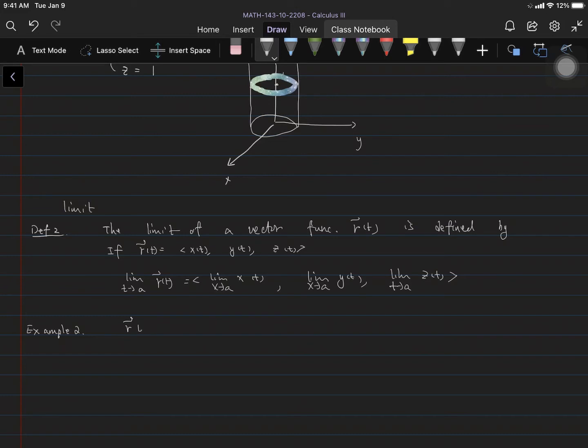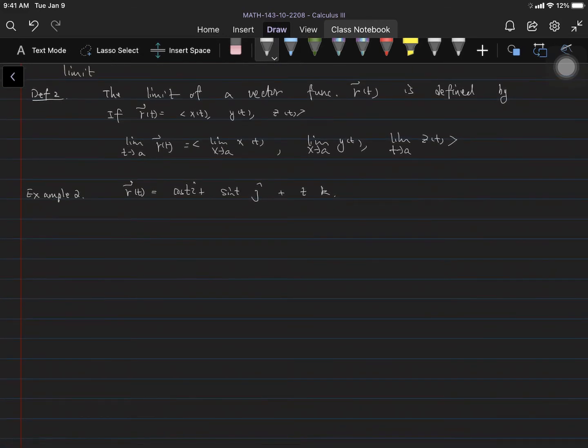If r(t) equals cosine t, sine t, t, the helix, right. What's the limit when t goes to π/4? So let's take a look. When t goes to π/4, we just take the limit of each component.